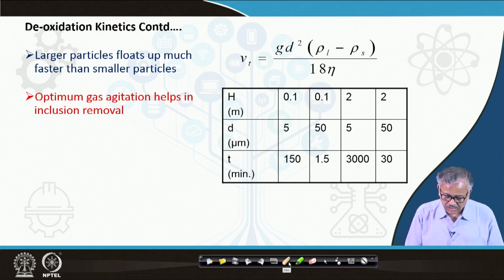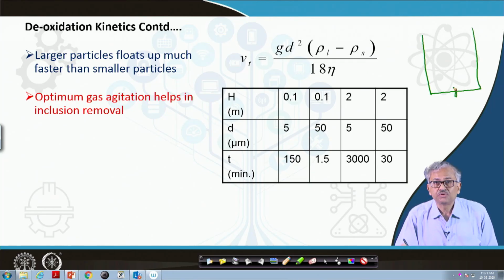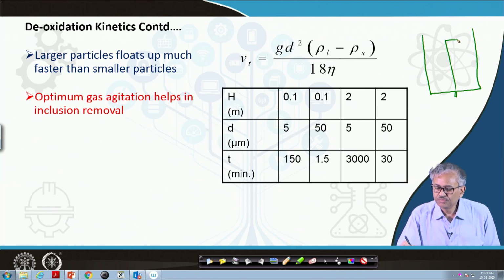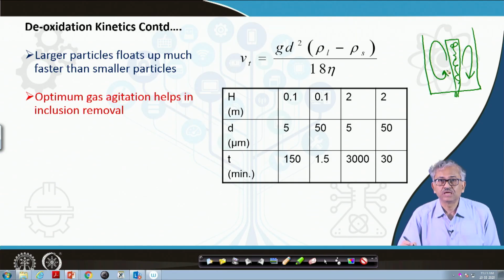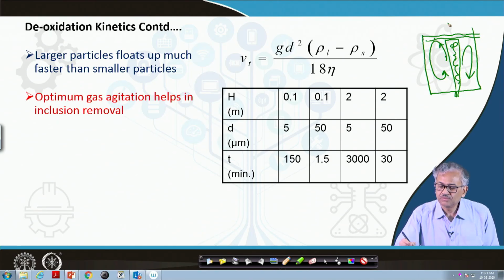It will be like this. Usually you have bath stirring from the bottom. You have a bubble plume like this, and you have this type of circulation. The impurity will move along this path, and here you have some slag. When the impurity comes here, it can be engulfed or absorbed by the slag.